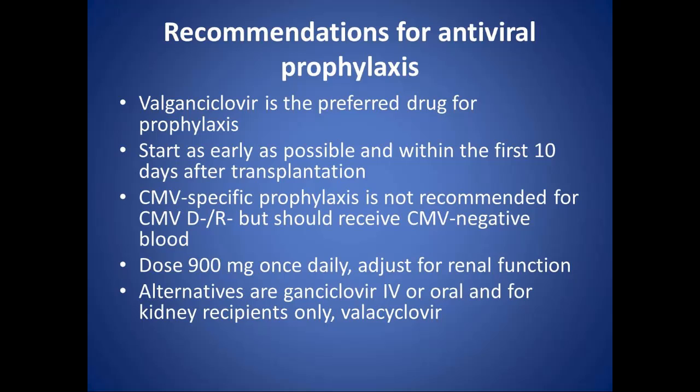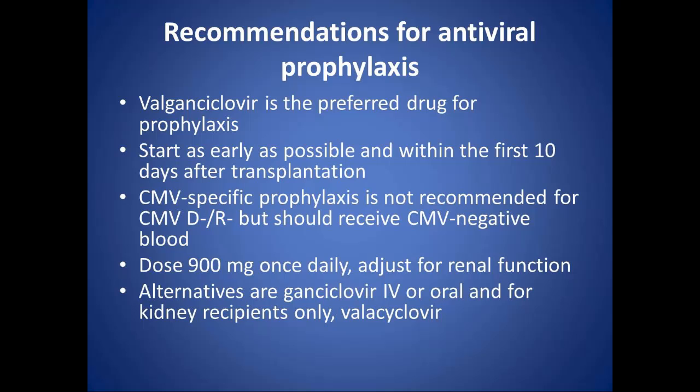So recommendations: Valganciclovir is the drug of choice for CMV prophylaxis. It's easier to take. It has much higher bioavailability than Ganciclovir. Patients should start early, at least within the first 10 days of transplant. So you don't have to worry about when you see the person in CSU and they're day one getting them on their prophylaxis. You can have up to 10 days to start them on medication. If they can't start on oral, you can start on IV Ganciclovir and then switch to Valganciclovir once they're taking PO.